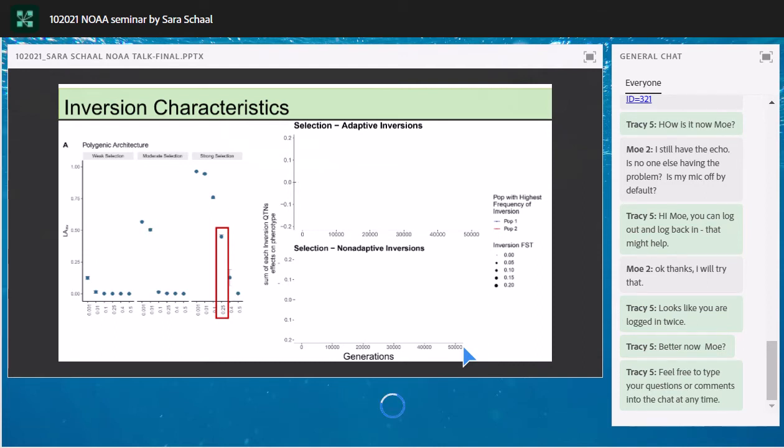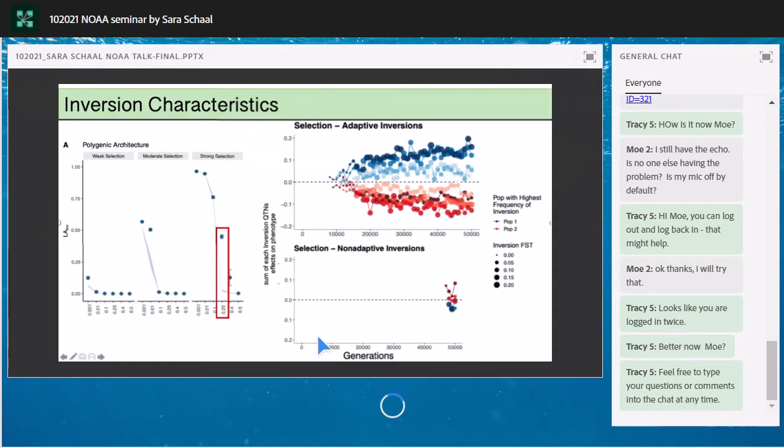And the color is going to correspond to which population it's diverging in, so either population 1 or population 2. If you remember, population 1 is diverging to a +1 optimum, and population 2 to a -1 optimum. And so what we see for adaptive inversions is they establish early on in the simulation, and they persist through time, and they slowly grow, with higher FST values over time.